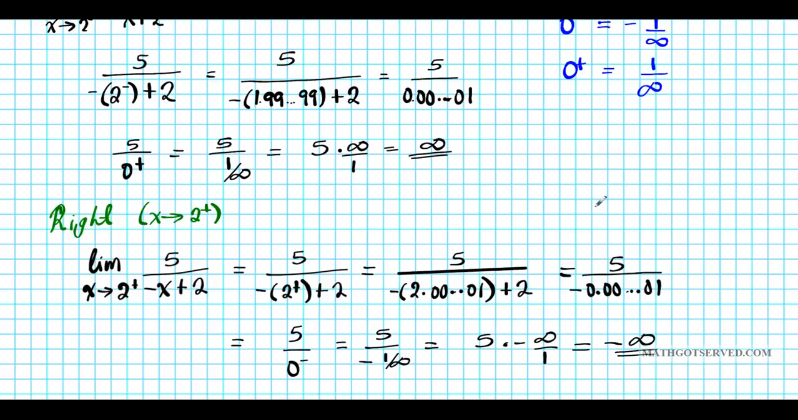So we can clearly see why the limit does not exist, because these two limits are approaching totally different directions. The right-hand limit is going to negative infinity, and the left-hand limit is going to infinity. That is why the limit does not exist.